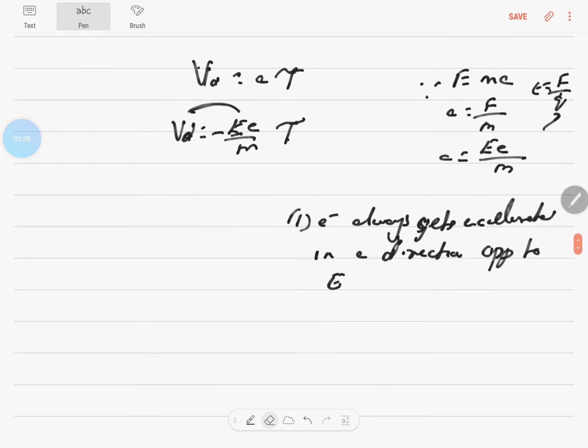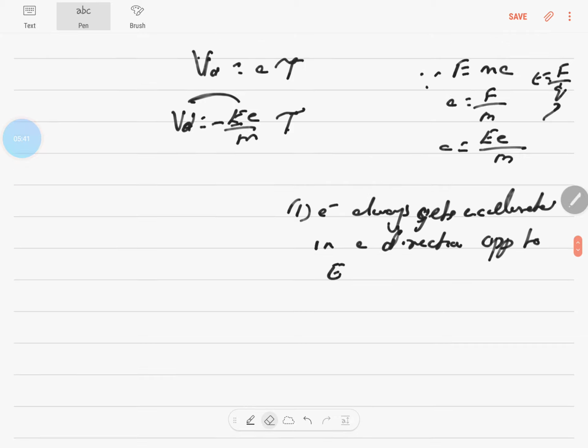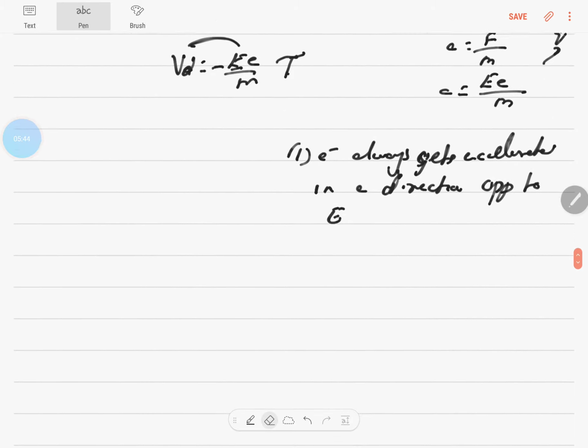Okay, capital E is electric field, small e is the charge of electron, m is the mass of the electron, and T is the average time between two successive collisions of electrons, and so this is Vd. You have to memorize this formula. That's the first part of the lesson. Okay, so what is next?